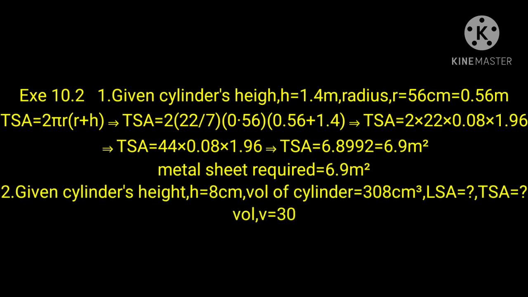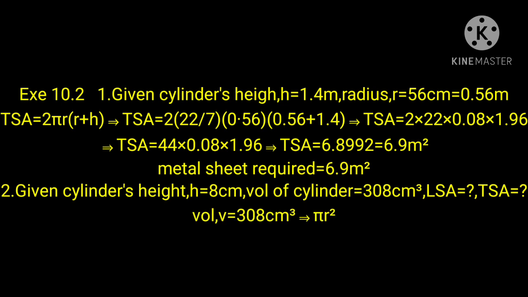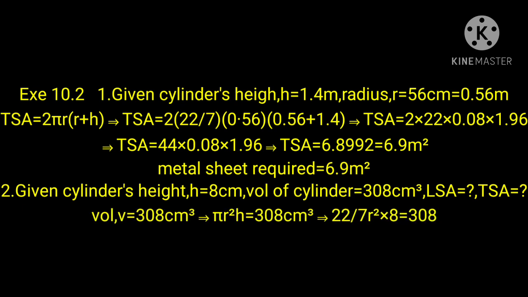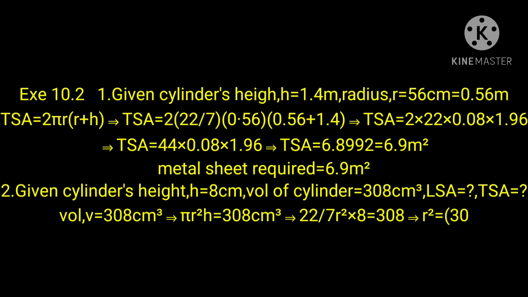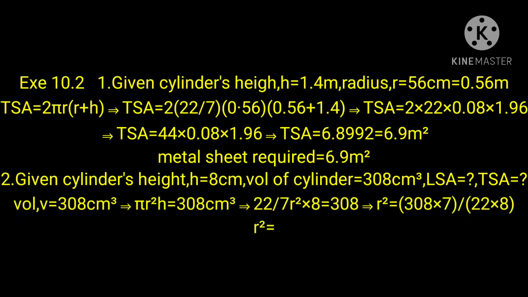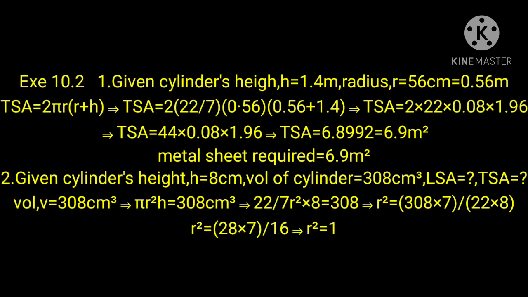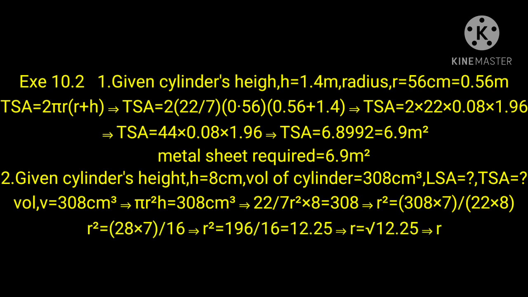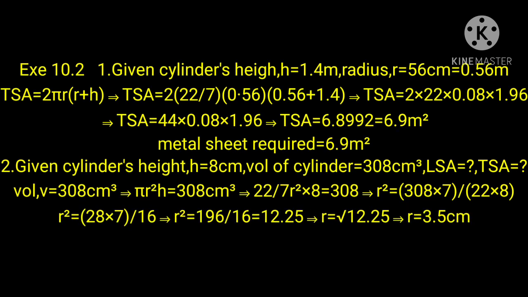So volume V is equal to 308 centimeters cube, and we know the formula pi r square h is equal to 308 centimeter cube, which implies 22 by 7 into r square into 8 is equal to 308, and r square is equal to 308 into 7 by 22 into 8. So r square is equal to 28 into 7 by 16. After dividing, r square is equal to 196 by 16, and if we divide, we get 12.25, and then r is equal to under root 12.25, that implies r is equal to 3.5 centimeters radius.